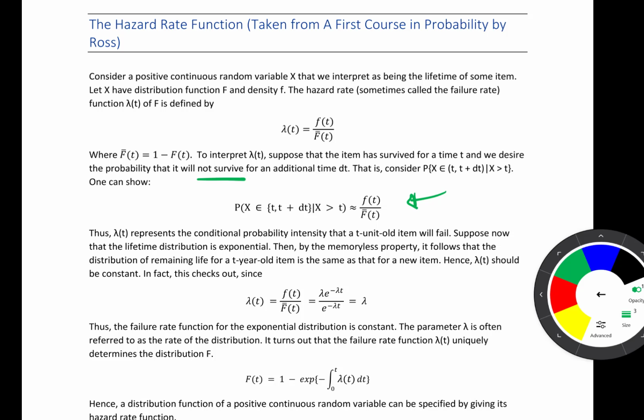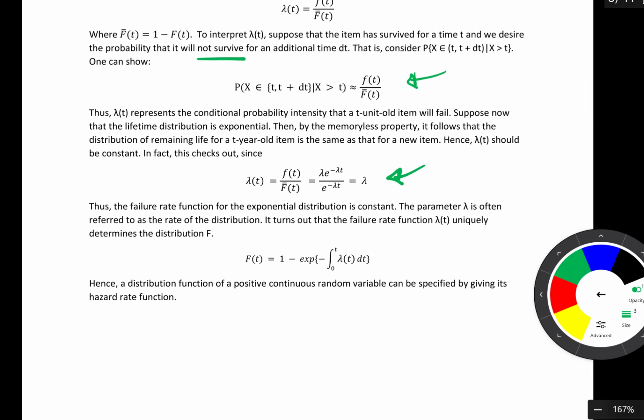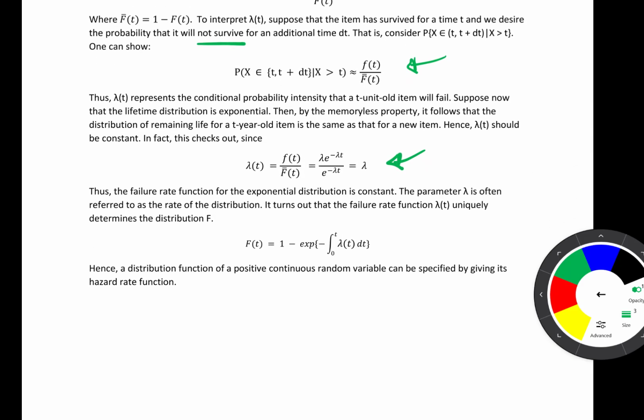Suppose now that the lifetime distribution is exponential. Then by the memoryless property that we just saw, it follows that the distribution of the remaining life for a t-year-old item is the same as that for a new item. Hence, lambda of t should be constant. And in fact, you can show it and it checks out right here. Thus, the failure rate function for the exponential distribution is constant, and the parameter lambda is often referred to as the rate of the distribution. And it turns out that the failure rate function uniquely determines the distribution F. And so we could find that by using the following.